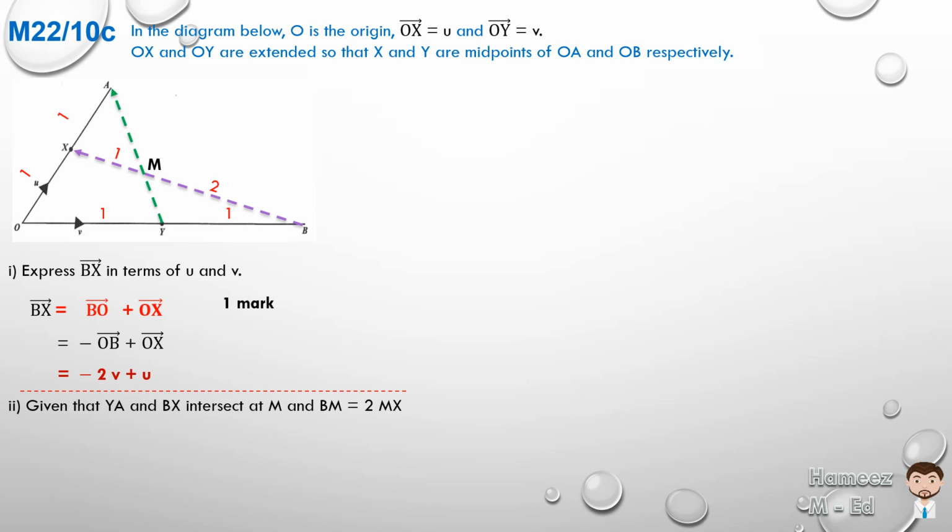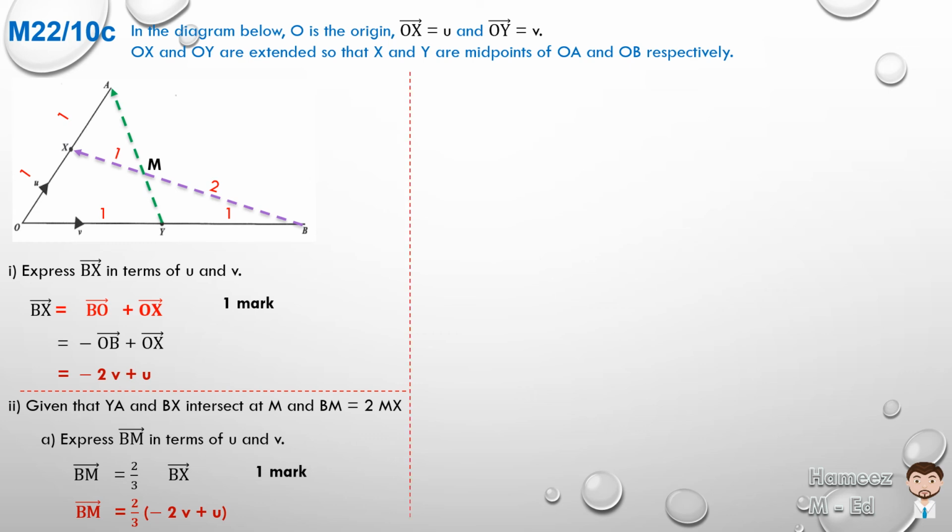Part A. Express BM in terms of u and v. So BM is equal to 2/3 of the entire length BX. So BM will be equal to 2/3, and we can substitute for BX because we worked that out in part 1, minus 2v plus u. Last part of the question, part B.